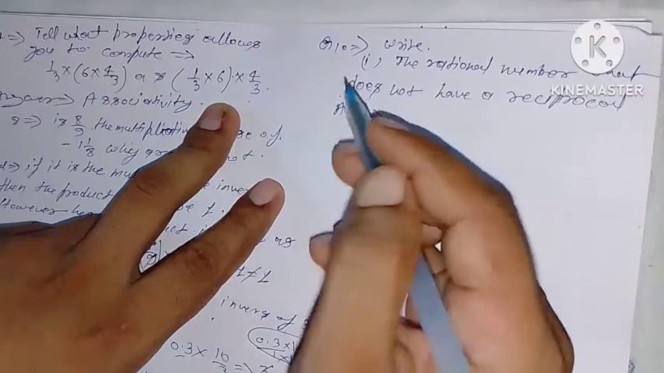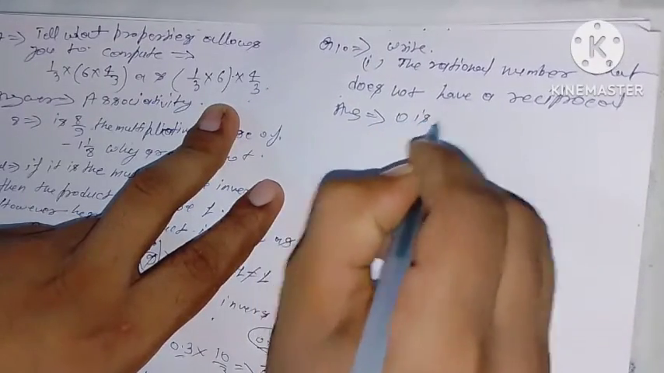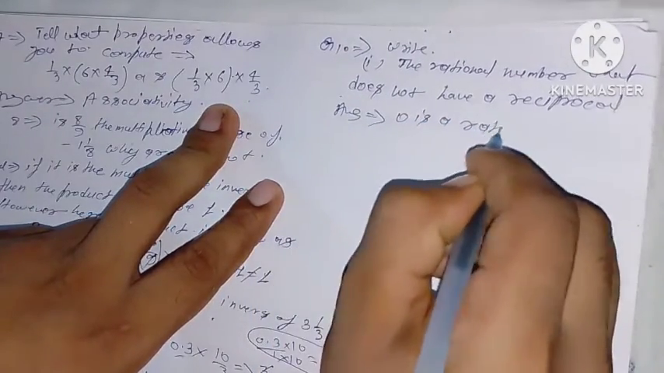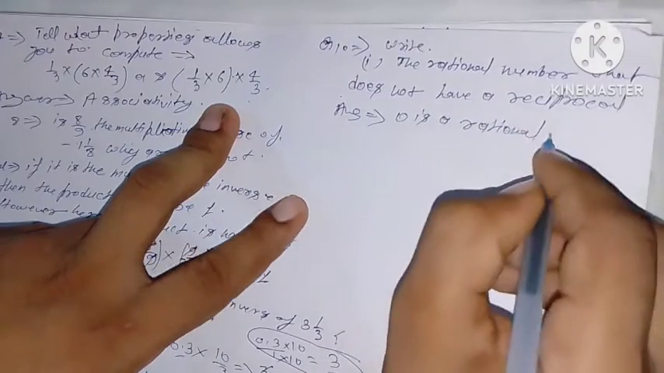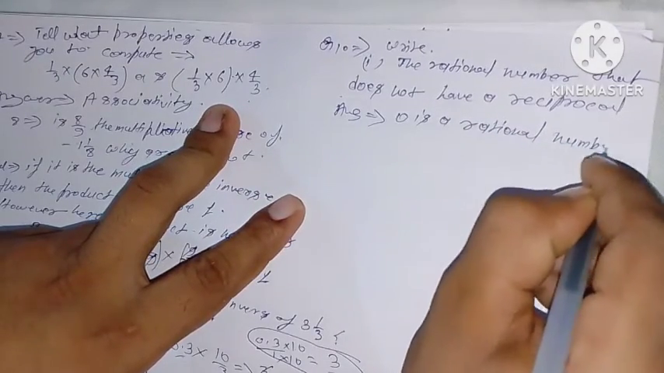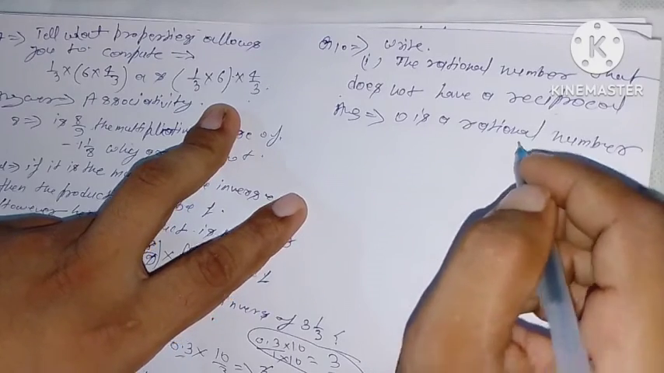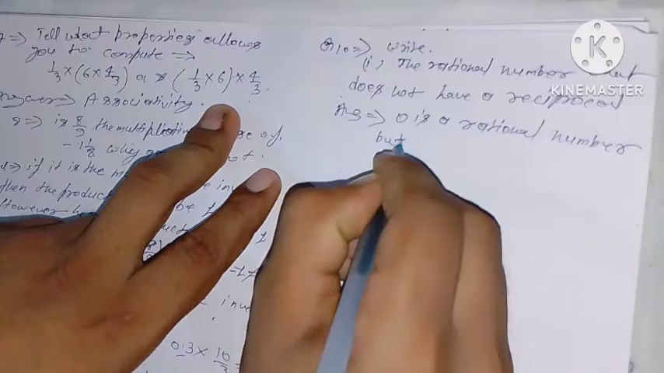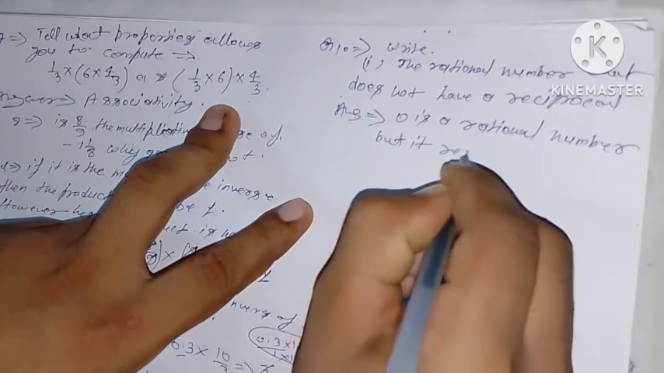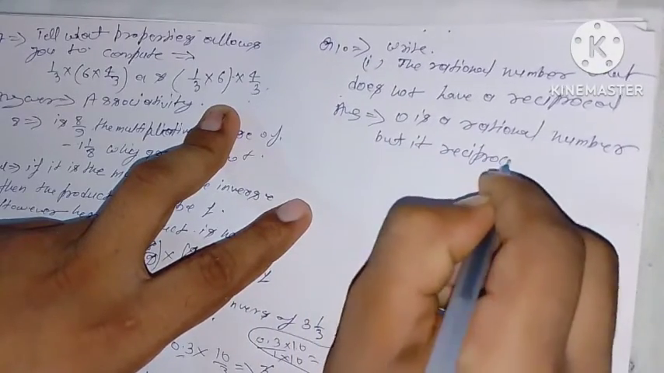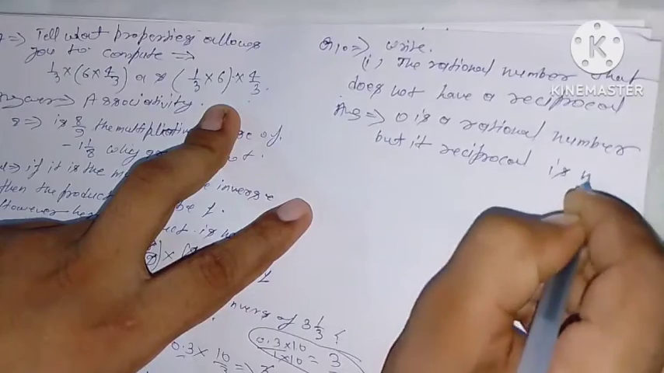0 is a rational number, but its reciprocal is not defined.